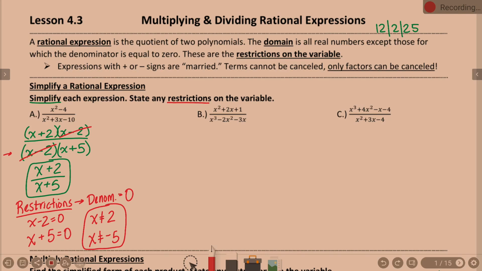X can be anything except 2 and negative 5. Okay? Questions there? No? Okay. Let's do some more practice then.